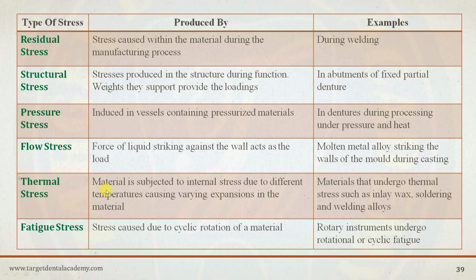Thermal stress is when the material is subjected to internal stress due to different temperatures causing varying expansions in the material. It is seen in materials that undergo thermal stress, that is your inlay wax, your soldering and your welding alloys. Fatigue stress is a stress caused due to cyclic rotation of the material, that is your rotary instruments, when they undergo rotational and cyclic fatigue.